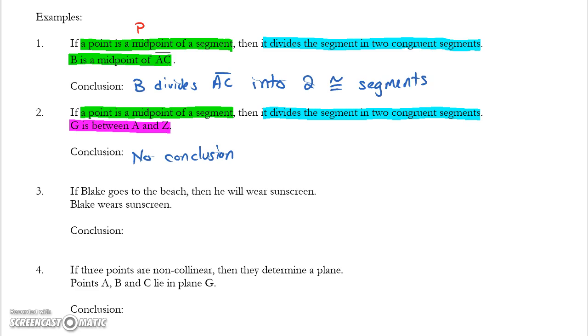Example 3 is a slightly different kind. It kind of goes back to some that are a little trickier. If Blake goes to the beach, then he will wear sunscreen. That's a true statement. But then they tell me that Blake wears sunscreen. That doesn't match my hypothesis. It matches my conclusion. The only way for the law of detachment to work is to take a true statement and then start off with something that matches the hypothesis. Since this doesn't, I have no conclusion here either. So again, it must be one true conditional statement followed by a statement that matches your hypothesis for you to draw your conclusion. If it doesn't meet that exact criteria, there will be no conclusion.